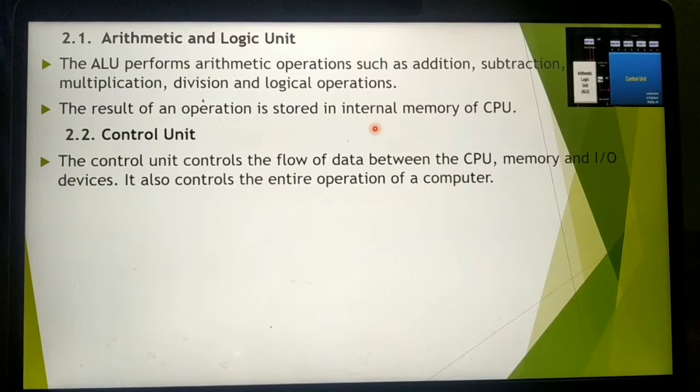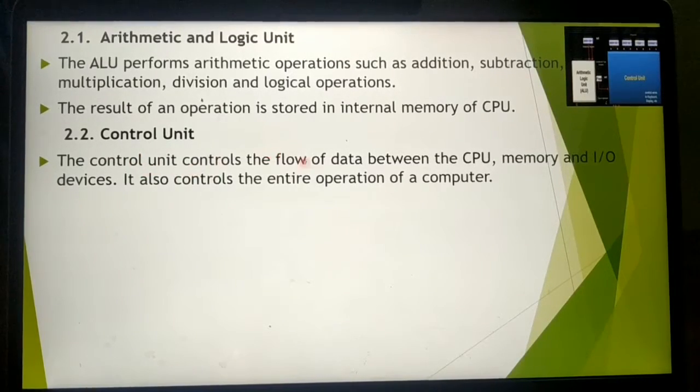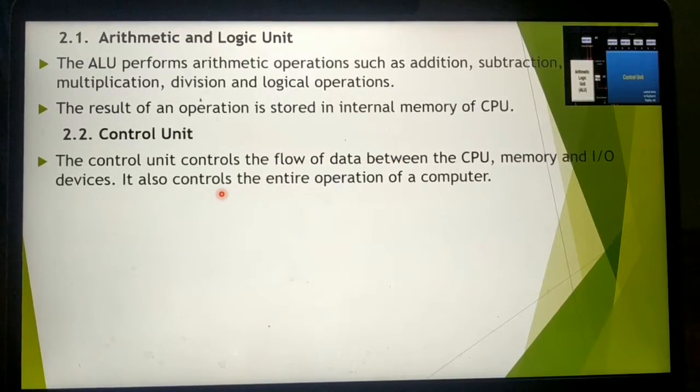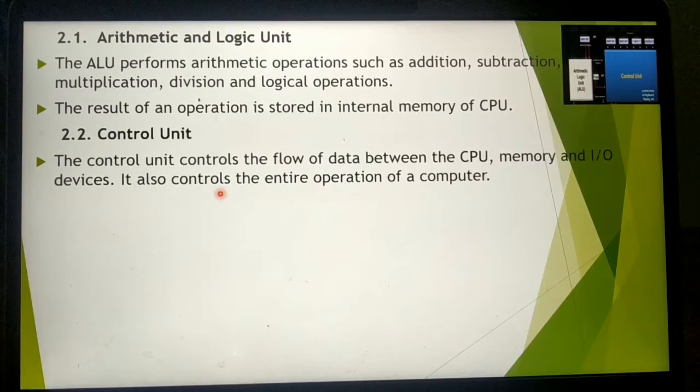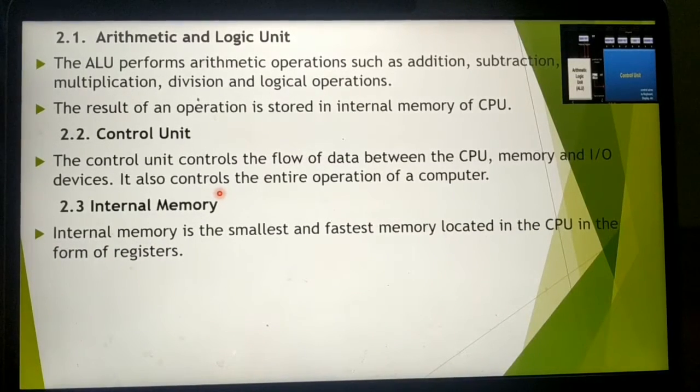Then control unit is a main part of the central processing unit. This control unit controls the flow of data between CPU, memory, and input-output devices. It controls the entire operation of the computer, which is the main part. The control unit controls all the operations of the computer, all the parts of the computer. That is main important. Next, the third one is internal memory.